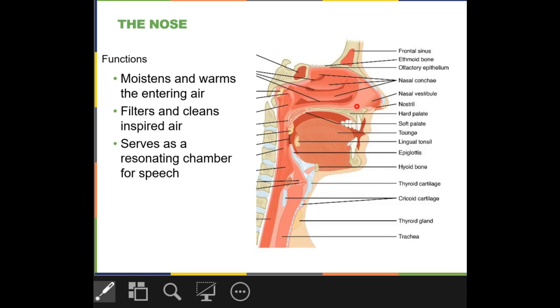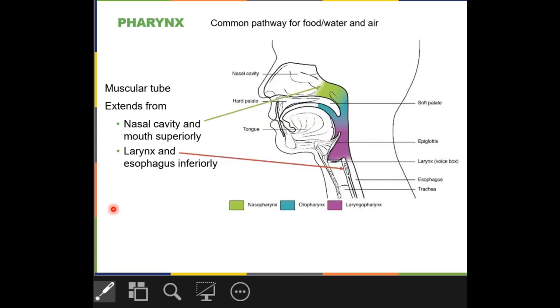I'm not going to ask you to identify the nose, so you should just know what it does here. I won't belabor that point, just read this slide and know the functions of the nose. For the pharynx, really what you want to know is this bullet point up here, that it is a common pathway for food and water, and know basically where it extends from and to, but we're not going to worry about the different regions of the pharynx, nasopharynx, oropharynx, or laryngopharynx, just pharynx.